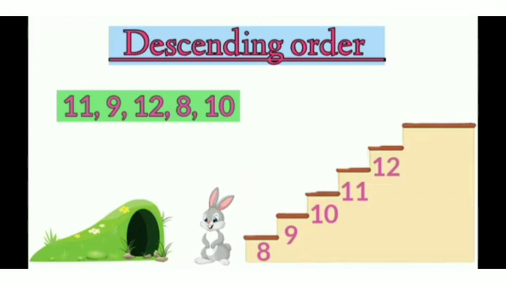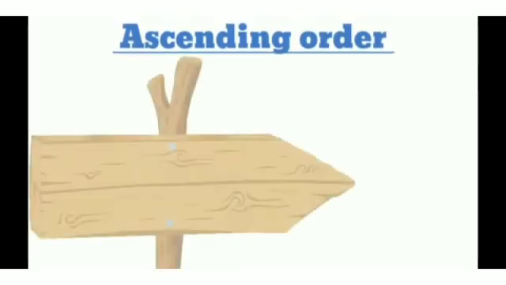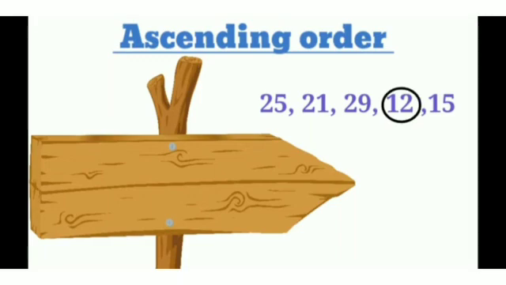Okay, let's do a quick review of ascending order. Yes, numbers are 25, 21, 29, 12, 15. Now tell me which is the smallest number? Yes, 12 is the smallest number and 29 is the greatest number. Understand? Now let's arrange them in ascending order.